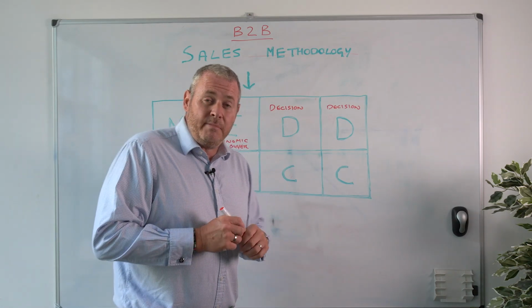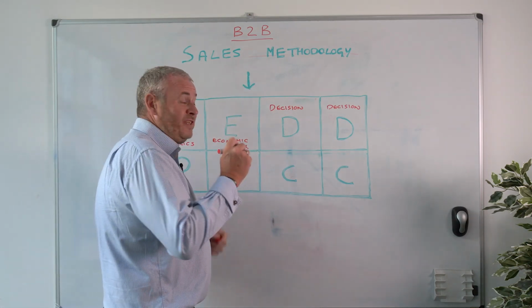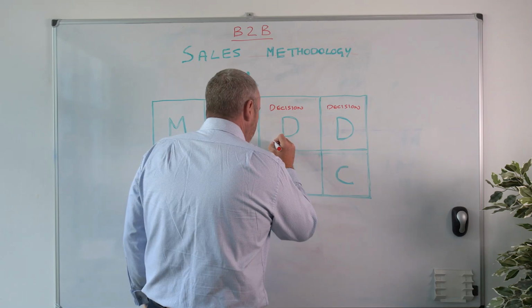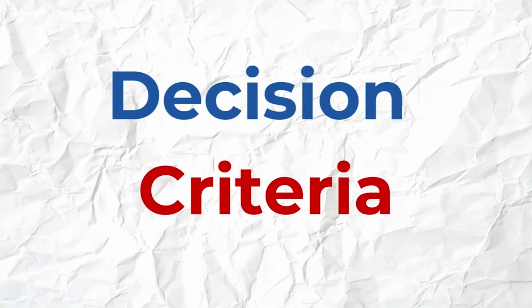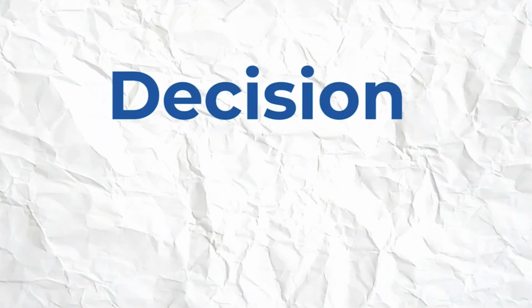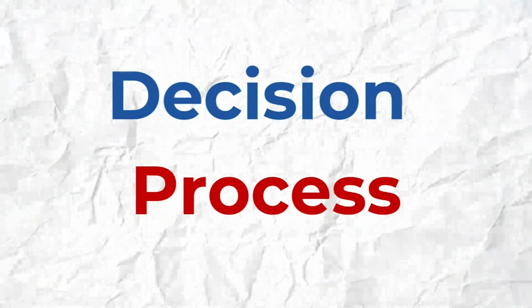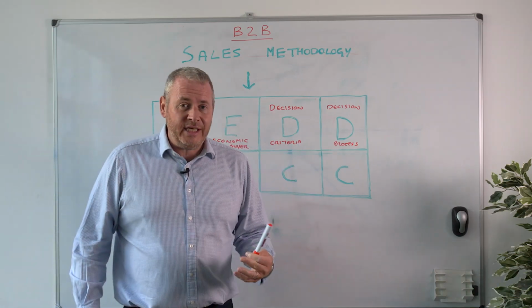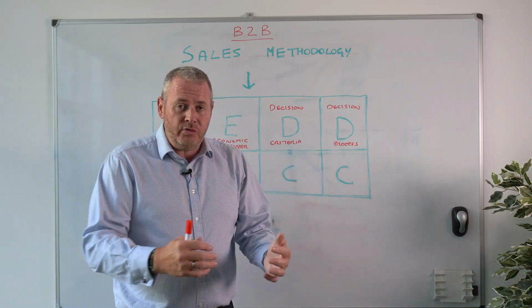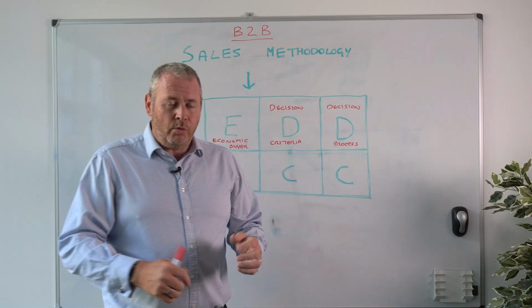So the 2 Ds within MEDDPICC relate to 2 key parts of the decision that we want to be able to get right. The first one is the criteria, and the second is the process. So when we're in sales, our job is to understand what is the criteria on which a decision for a new solution or maybe a re-tender will be made.